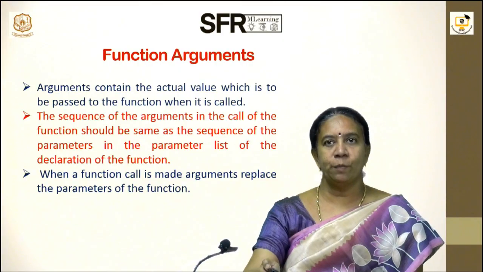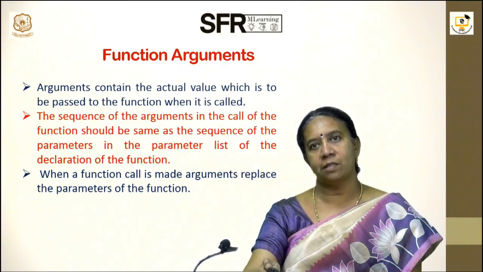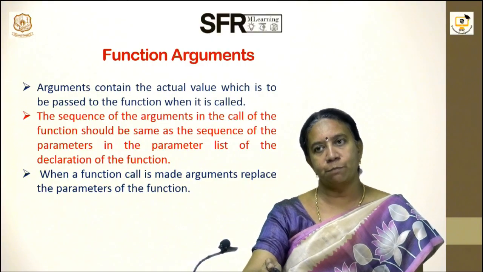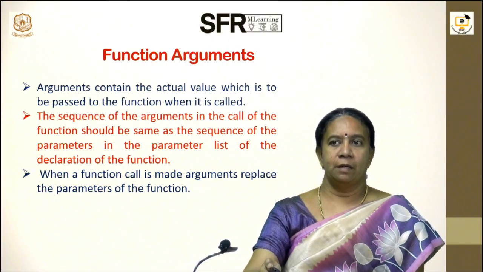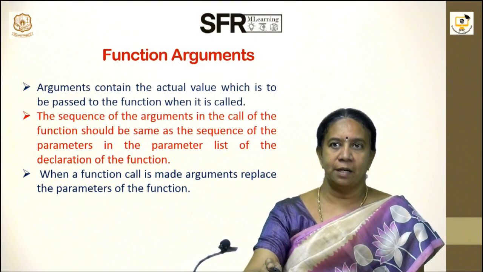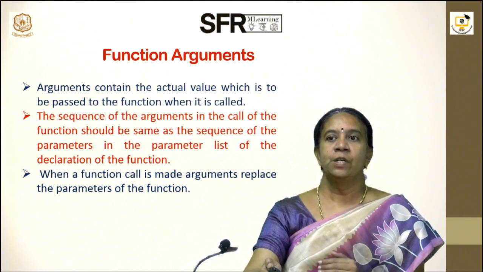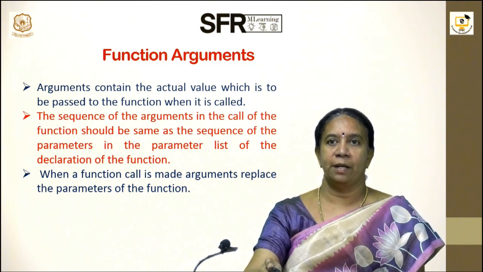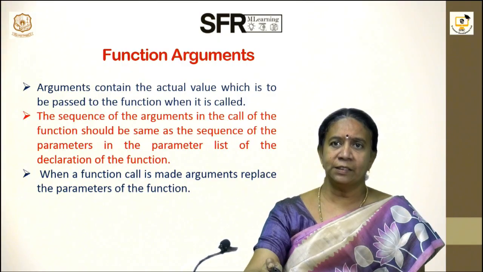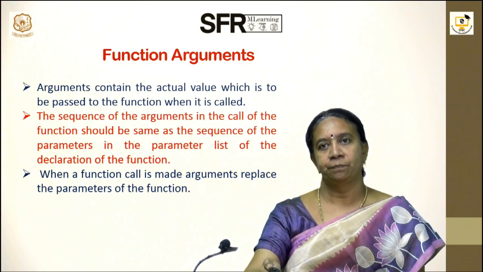Then come to arguments. The arguments contain the actual values to be passed to the function when it is called. It may be a number, or it may be a reference. The sequence of arguments in the call should be the same as the order of the parameter list provided in the declaration. When a function call is made, arguments replace the parameters of the function.